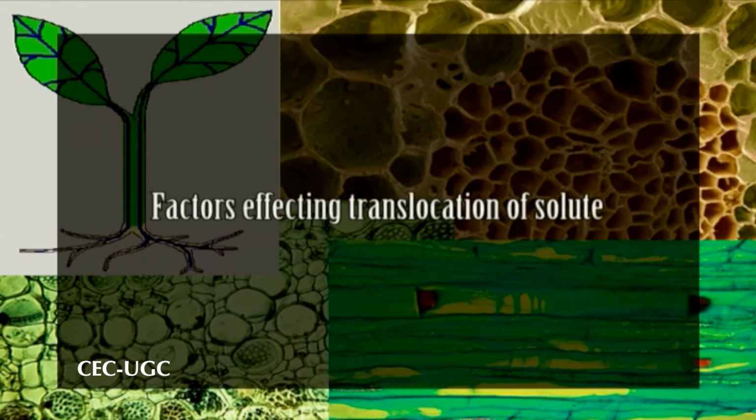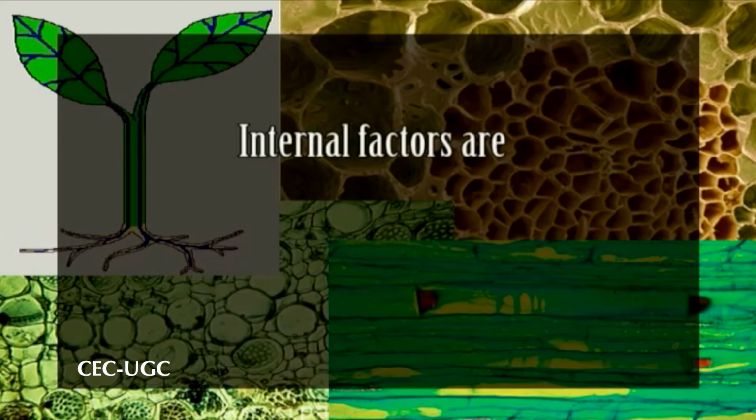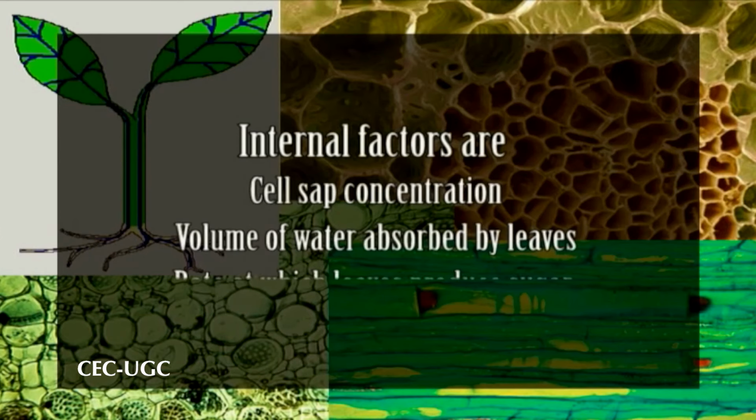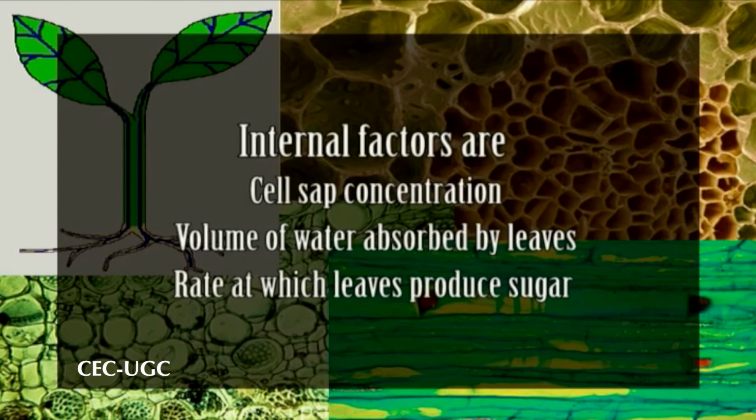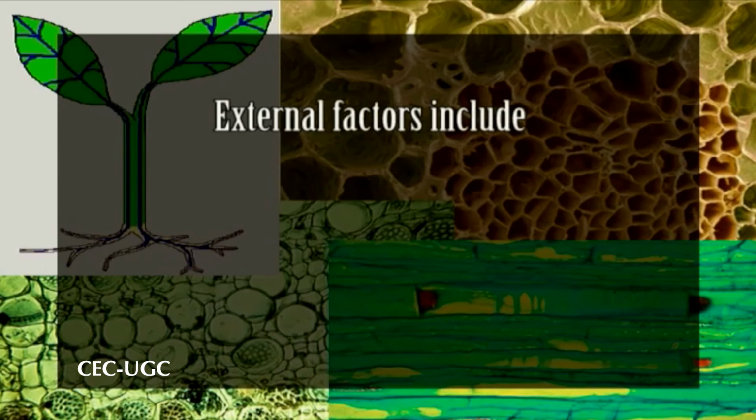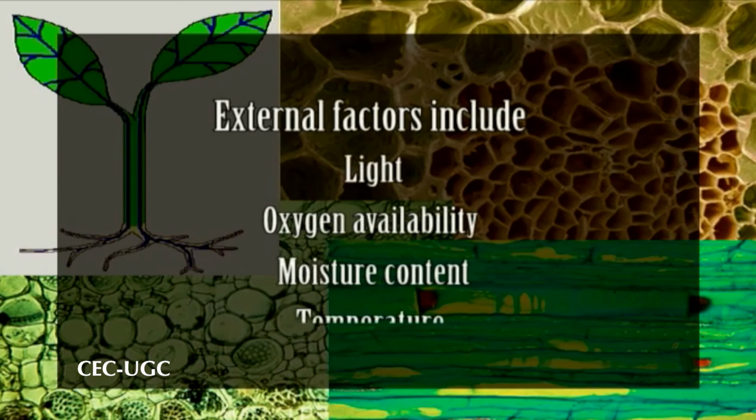There are several internal and external factors responsible for translocation of solutes. Internal factors are cell sap concentration, volume of the water absorbed by leaves, and rate at which leaves produce sugar. External factors include light, oxygen availability, moisture content, and temperature, which influence the rate of translocation.